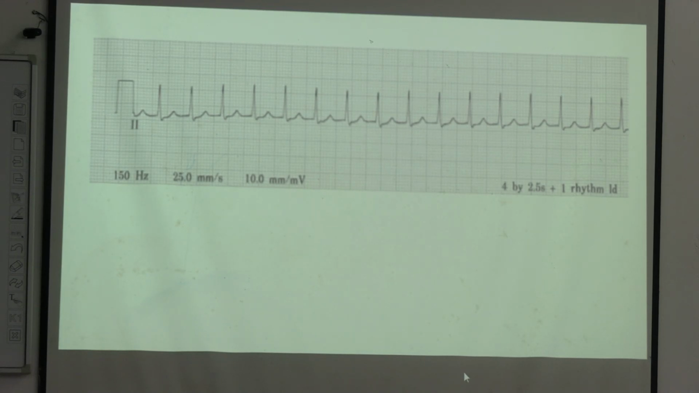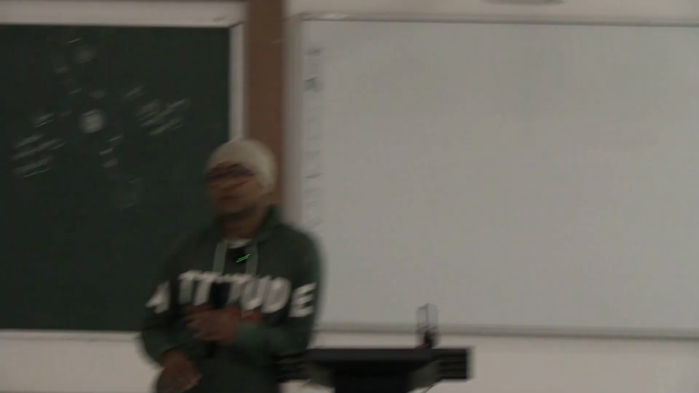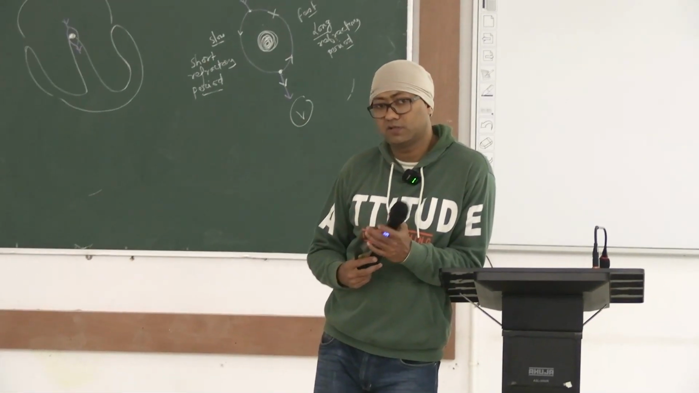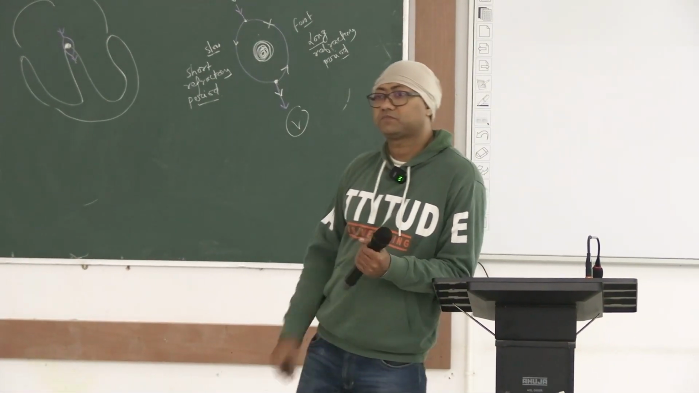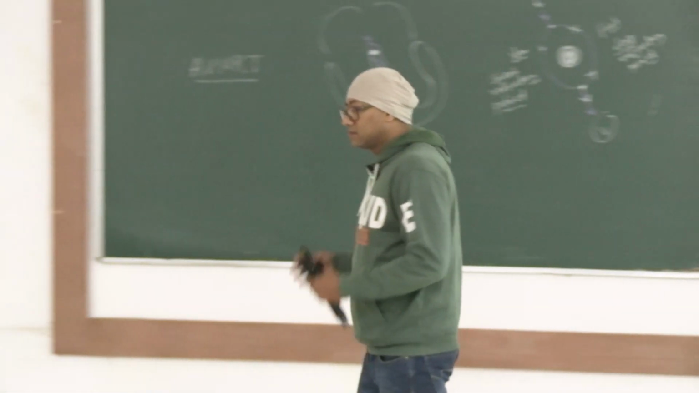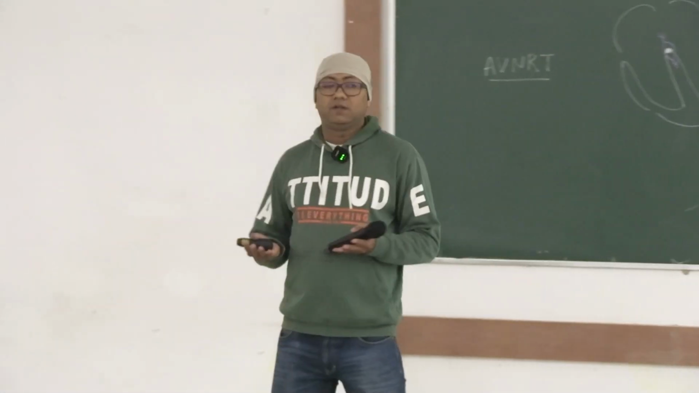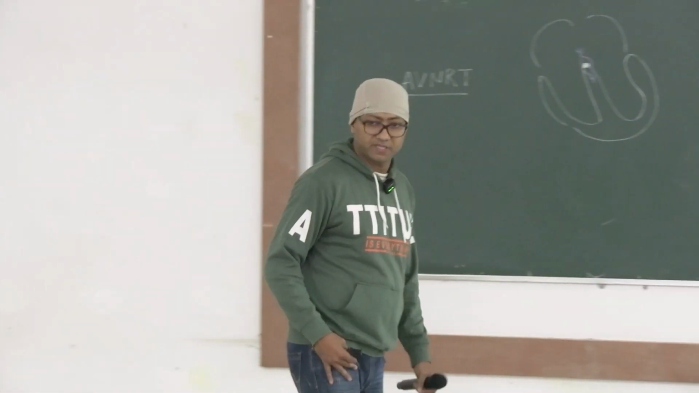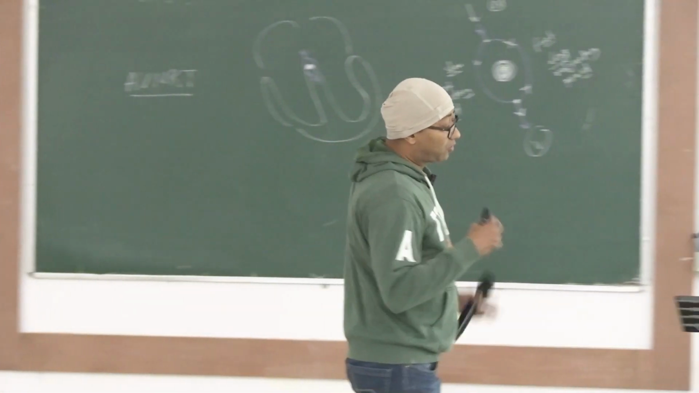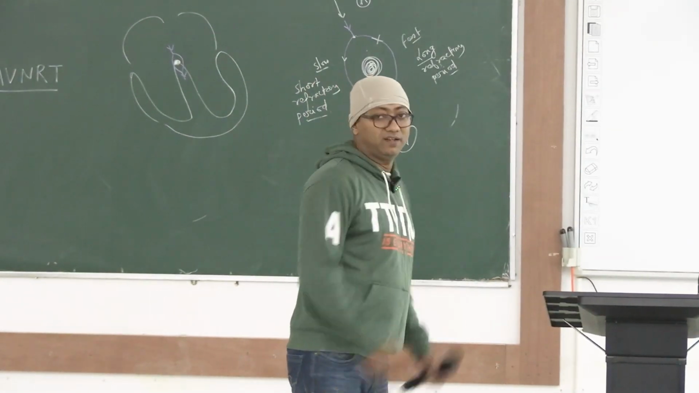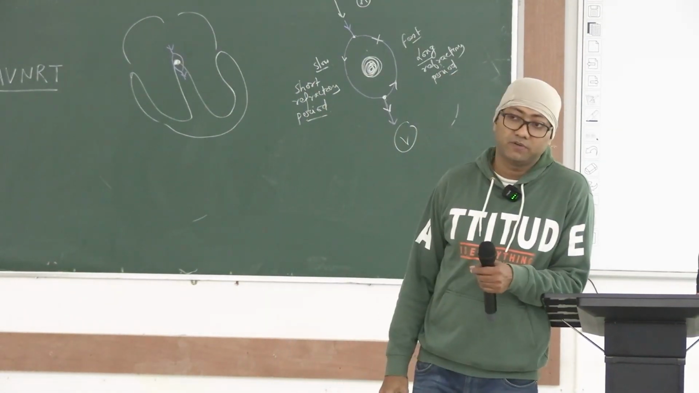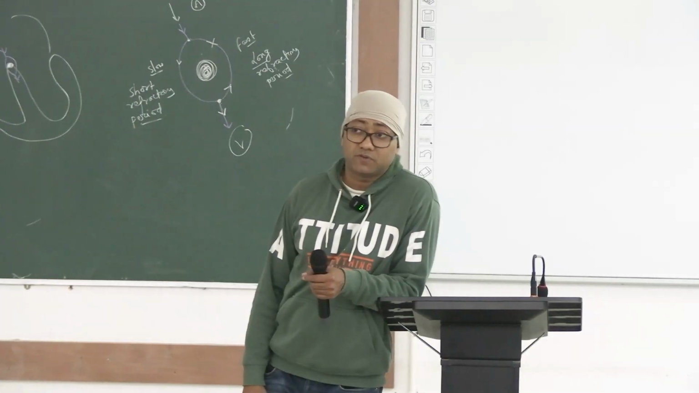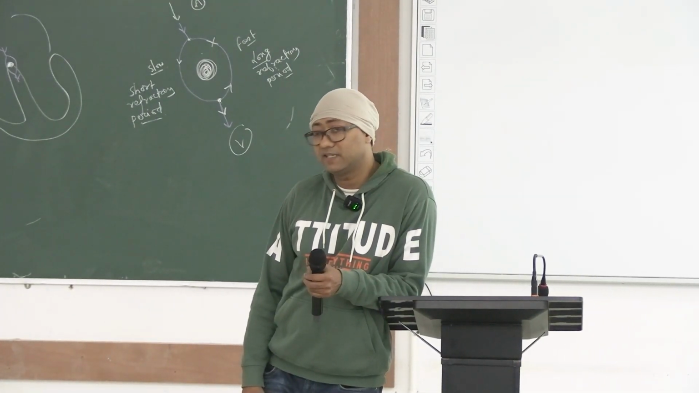See, basics should not be wrong, right? If you are not able to calculate heart rate from an ECG, that is a big mistake. You will be put behind the bars, right? If you can't check the axis, if you can't check the heart rate from an ECG, that is a big mistake. If you are not able to understand a case of AVNRT, people will forgive you, your examiner will forgive you, okay? But if you can't calculate heart rate from an ECG, there is no mercy.